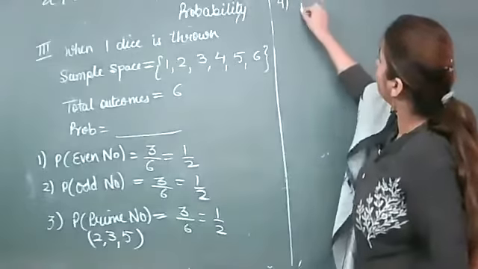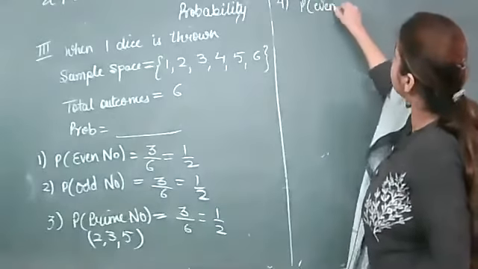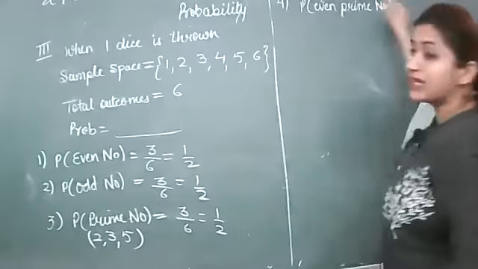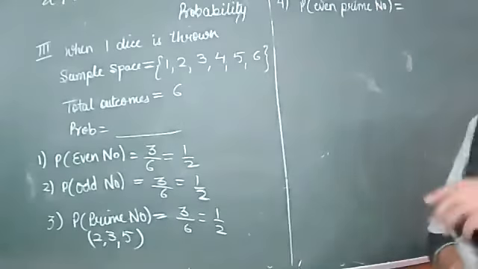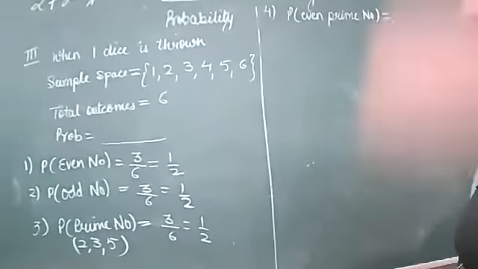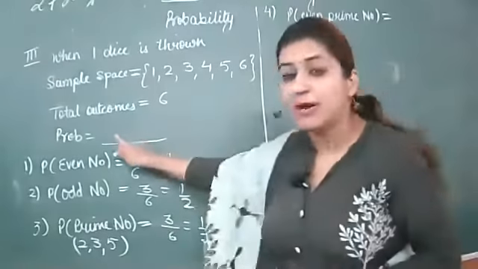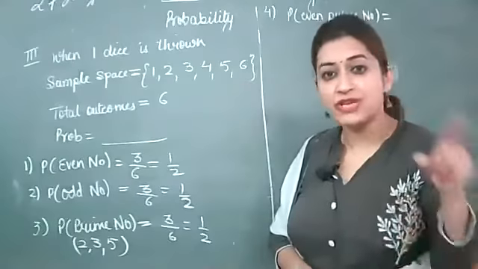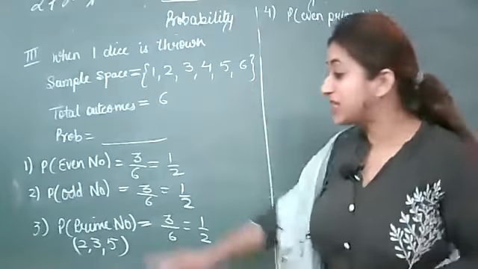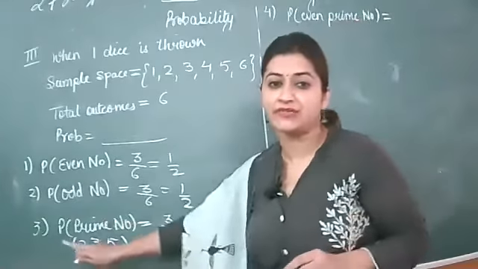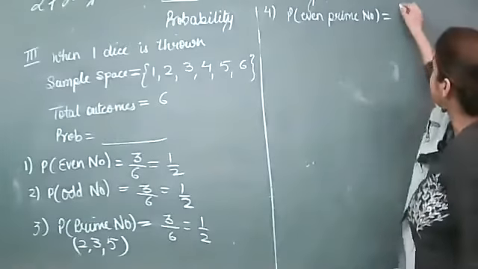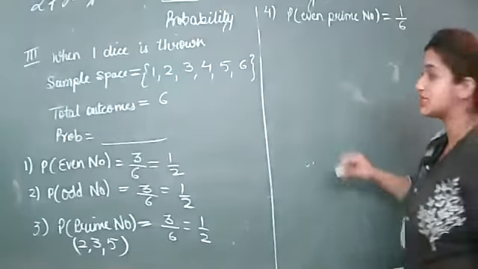Fourth part, probability of even prime number. Only one even prime number is there, so answer will be 2, and 2 is occurring one time. बच्चे, आप ये समझ रहे हो, फॉर्मूले में है नंबर ऑफ फेवरेबल आउटकम्स. फेवरेबल आउटकम्स लिखनी नहीं है, उसके नंबर काउंट करने हैं. ये नहीं कि 2 3 5 लिखना है. 2 इज अकरिंग वन टाइम, तो आंसर विल बी 1/6.